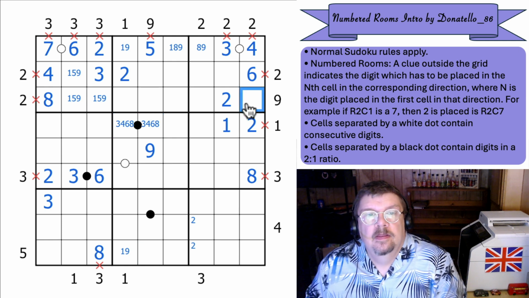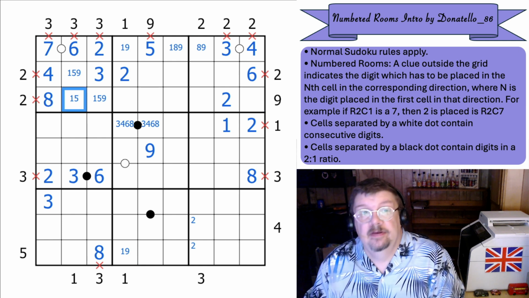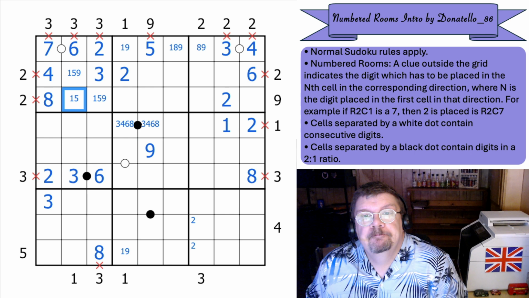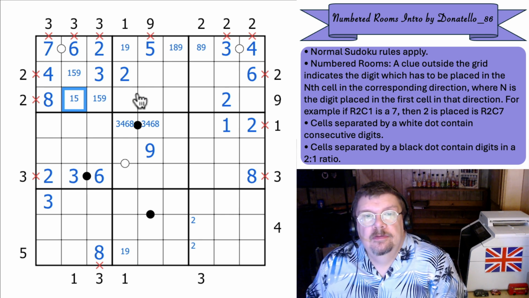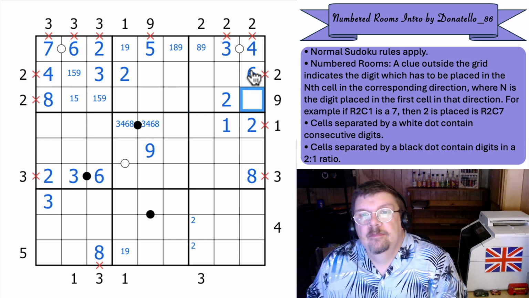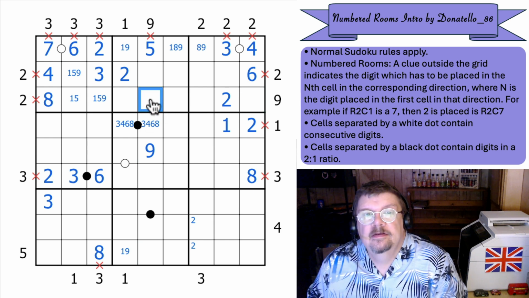Okay. This can't be an 8 because I already have an 8 in the row. So that can't be a 9. That seems a small deduction. Ah, okay. This can't be a 4 or 6 by Sudoku. And if it were a 5, that would place a 9 here, which would clash with this 9. So none of those are where the 9 goes.